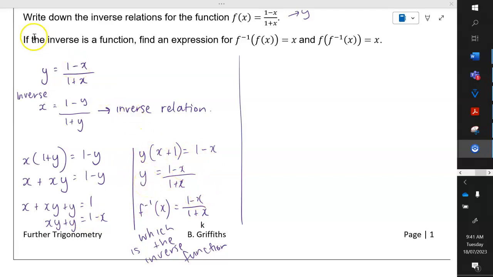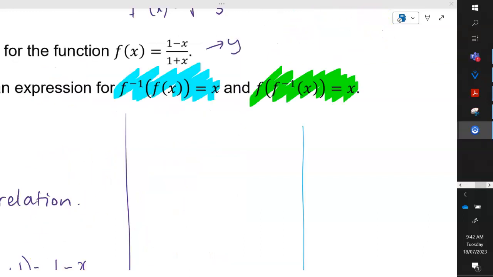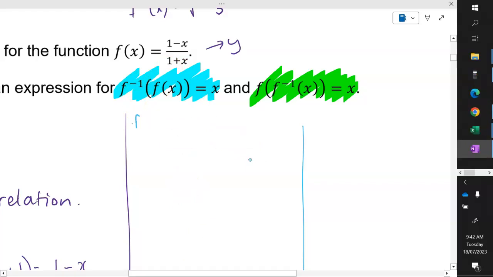Now the second part of the question said if the inverse is a function, so it is, we want to find an expression for f inverse of f of x and f of f inverse of x. And they, if you remember from our last topic, will always be equal to x, but we can show that. So I'm going to start with the blue part that I've highlighted first, and I'll do that writing in blue. So we're going to start with the left-hand side. We want to find f inverse of f of x. Let's show, by working, that we end up with x.